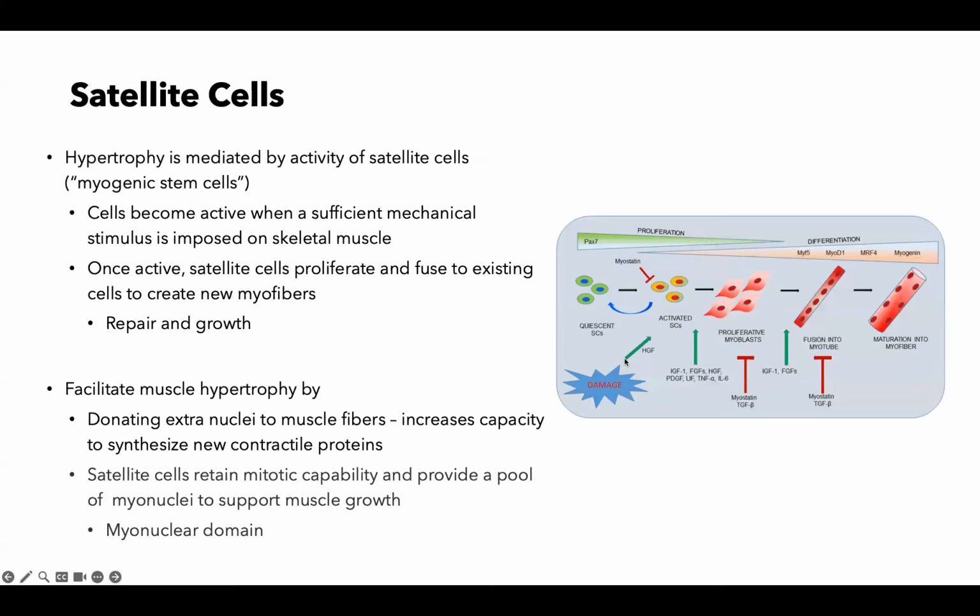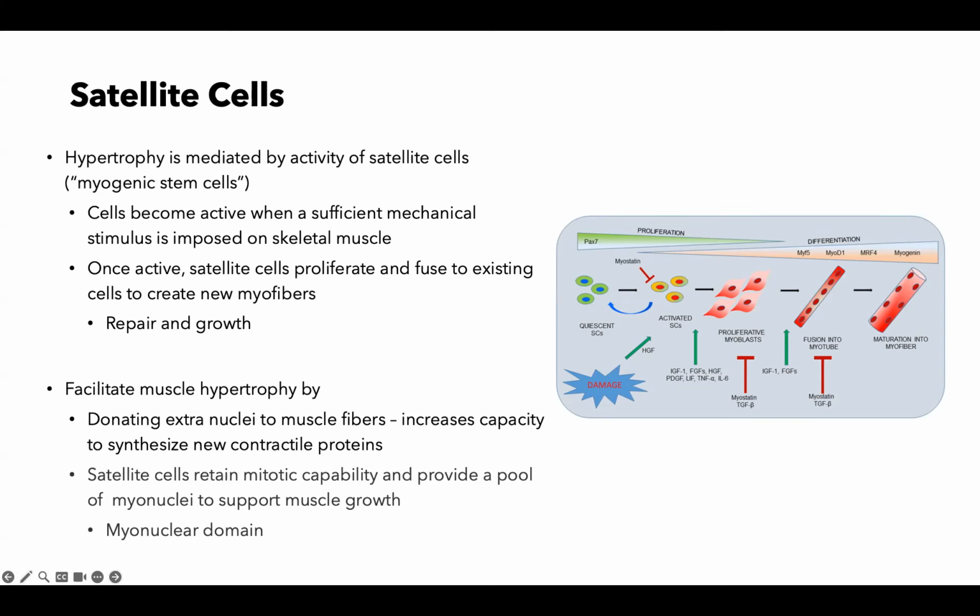Okay, now when we think about how hypertrophy occurs, one of the things we look to are satellite cells. So hypertrophy is mediated by the activity of satellite cells, and these are thought of as myogenic stem cells. And these cells become active when we have a sufficient mechanical stimulus that is imposed on the skeletal muscle. And as they become activated, there's going to be satellite cell proliferation. They're going to fuse to existing cells to create new myofibers. They promote protein synthesis over protein breakdown. And they're also really important in the repair of muscle tissue that needs to occur after an activity bout.